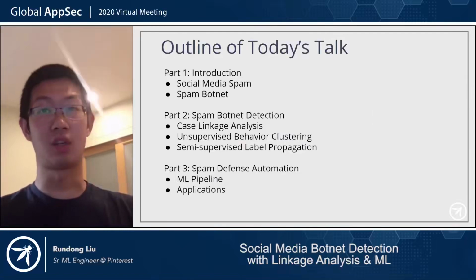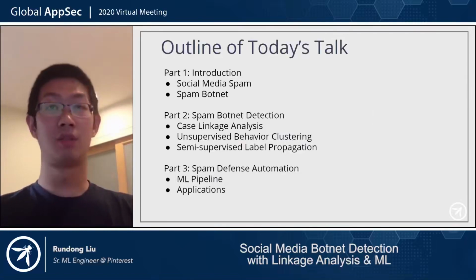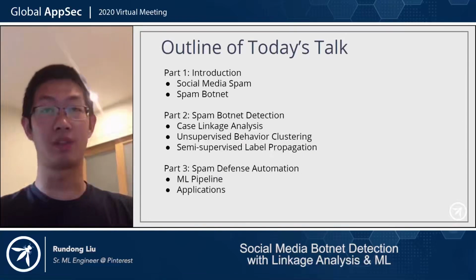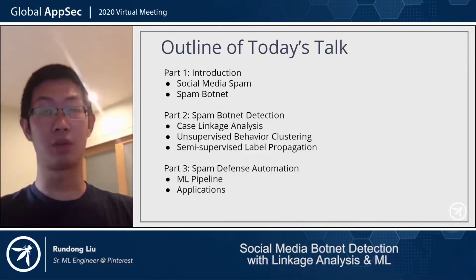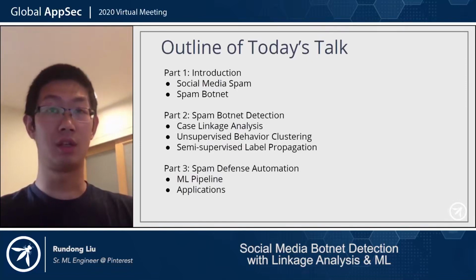The outline of today's talk contains 3 parts. First, we'll give an introduction about social media spam. We'll talk about what social media spam is and particularly the spam botnet problem, which is a major threat for social platforms. Second, we'll try to build a botnet detection solution. We'll borrow a concept from crime investigation, which is case linkage analysis. From there, we'll build 2 machine learning models. The first one is an unsupervised behavior clustering model, and the second is a semi-supervised model based on label propagation.